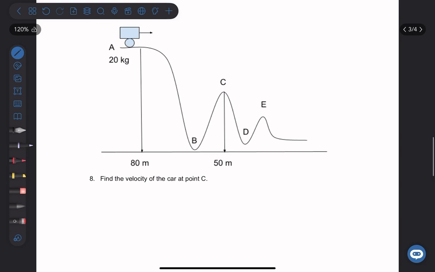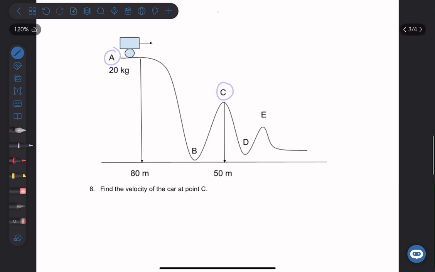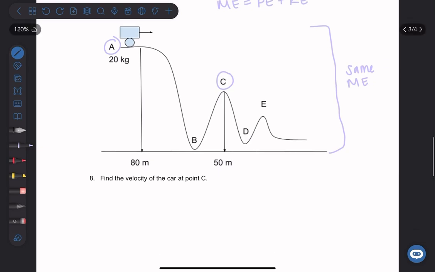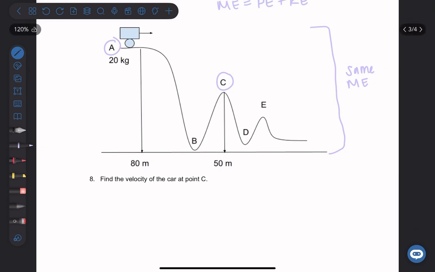Okay, we want to find the velocity at point C. First we're going to do A. So we know that the mechanical energy is equal to potential energy plus kinetic energy. That means throughout this whole thing, they're all going to have the same mechanical energy. Even as the potential energy and the kinetic energy change throughout the ride, the mechanical energy is always going to stay the same. That's going to help us find our answer. Okay, so we're going to find the potential energy at A first.